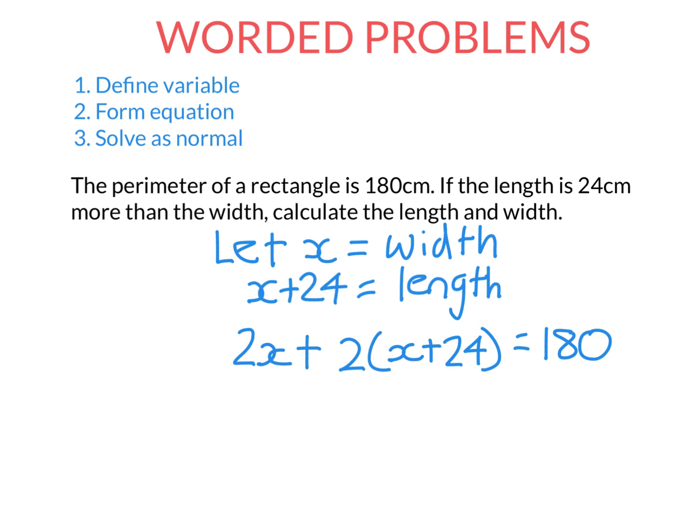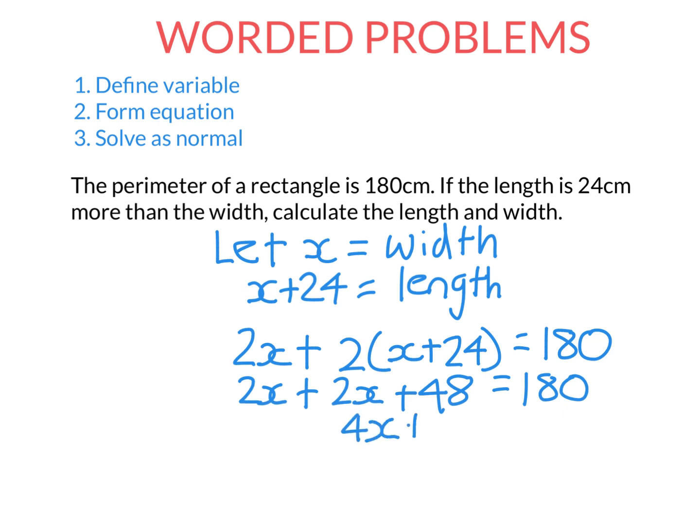So as we've learned previously, when x is in more than one spot, you need to first get it to one spot. So here what we're going to do is we're going to expand the brackets. 2 times x and then 2 times 24. Now, 2x plus 2x is just 4x. So that's what I meant by getting x to one spot. Now x is in just one spot. So to solve this equation here is easy.